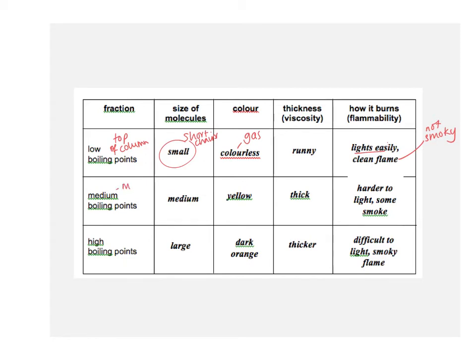Medium boiling points, sort of the middle of the column, are medium chain lengths, maybe five or more carbon molecules. They're slightly more yellow, and they become slightly thicker as well. So the longer the chains, the thicker they are, because the chains can sort of interlink a little bit more. Like if you link your fingers together, that's what the chains start to do, and they start to not be able to slide over each other as effectively. And because they're thicker, they're harder to light. They don't separate and combust as efficiently, and therefore we get some smoke which is caused by incomplete combustion.